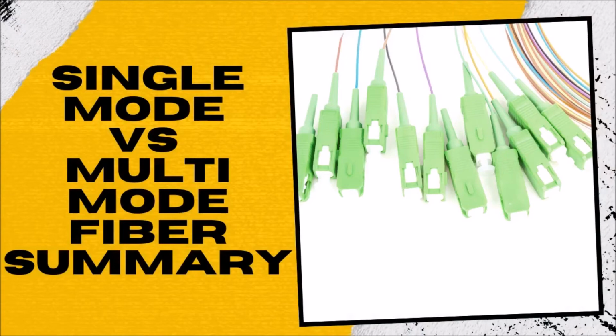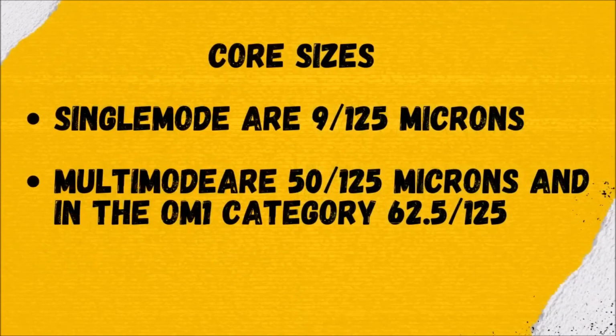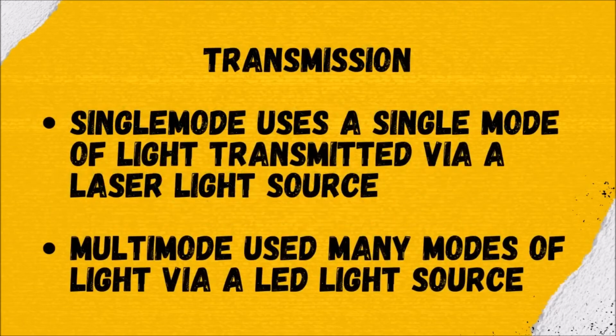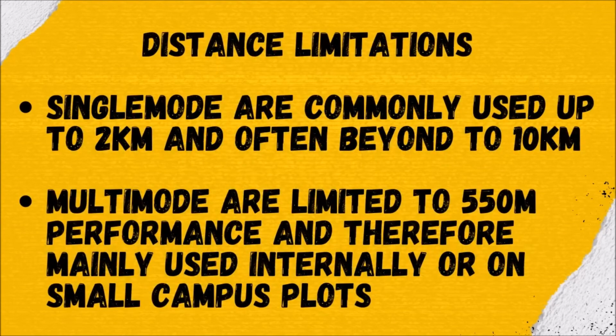Single mode versus multi-mode fiber summary. Core sizes. Single mode are 9 by 125 microns. Multi-mode are 50 by 125 microns, and in the OM1 category 62.5 by 125. Transmission. Single mode uses a single mode of light transmitted via a laser light source. Multi-mode uses many modes of light via an LED light source. Distance limitations. Single mode are commonly used up to 2 kilometers and often beyond to 10 kilometers. Multi-mode are limited to 550 meters performance, and therefore mainly used internally or on small campus plots.